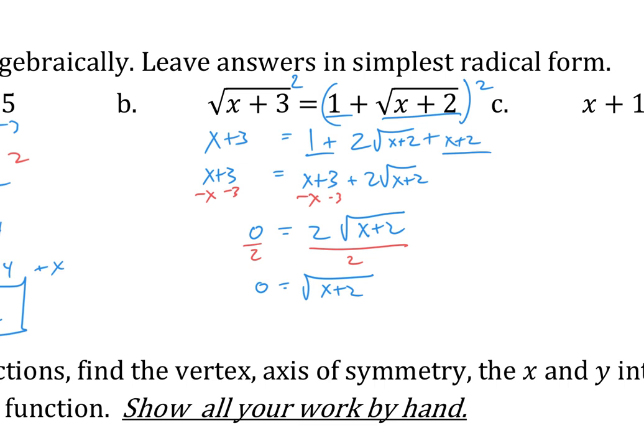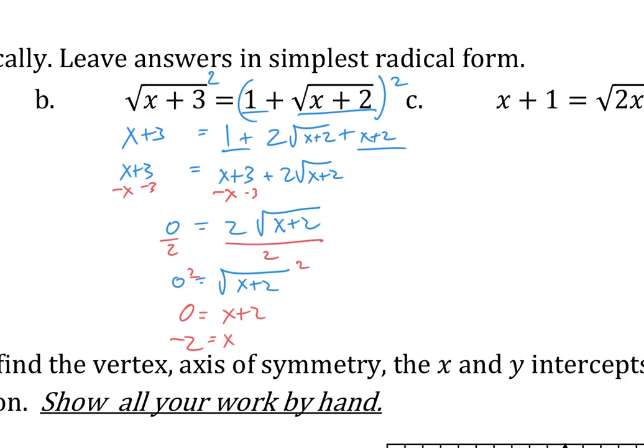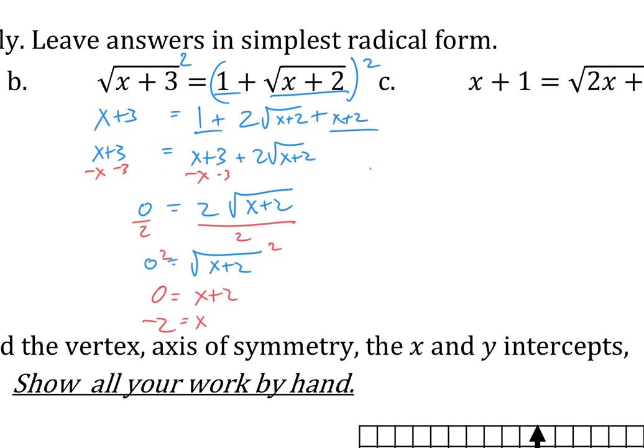And we got to square it to get rid of that square root. And so 0 equals x plus 2. So x equals negative 2. So we got one answer. And so we got to check that one answer out. So let's go to check. So is the square root of x plus negative 2 equal to 1 plus the square root of negative 2 plus 2?